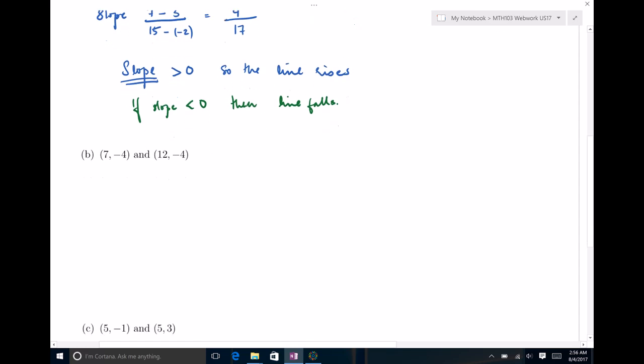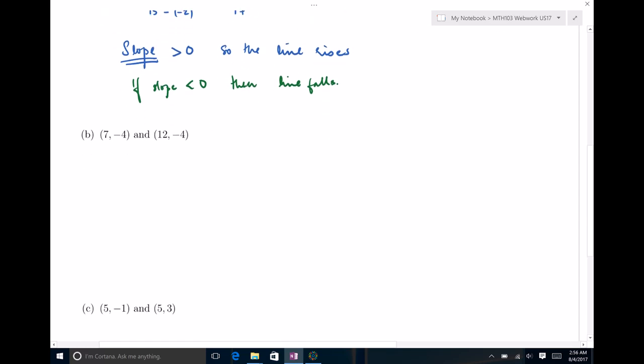In the same way, we want to find the slope for the next example. So this is x1, y1, x2, and y2, and our slope is given by y2 minus y1 over x2 minus x1, which is negative 4 minus negative 4 over 12 minus 7. So the numerator is negative 4, and the negative negative is positive 4 over 12 minus 7.